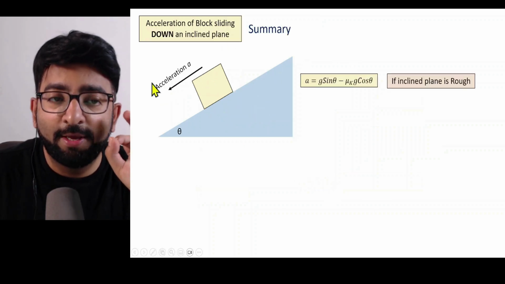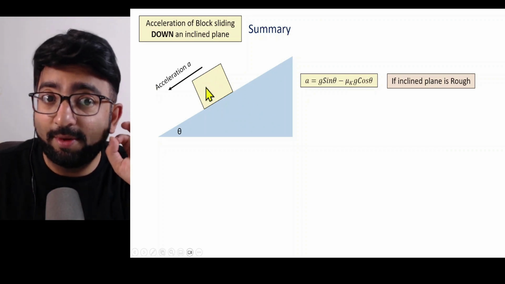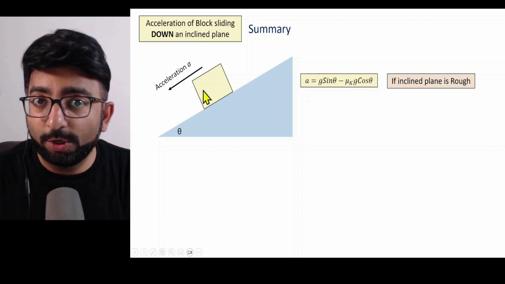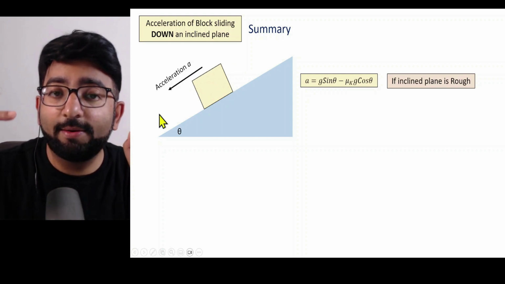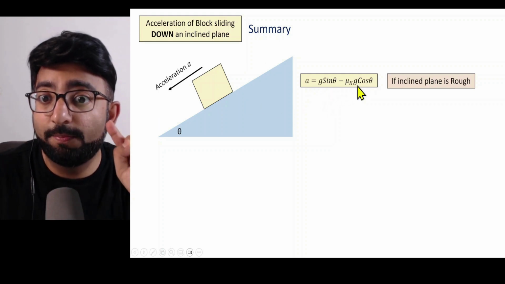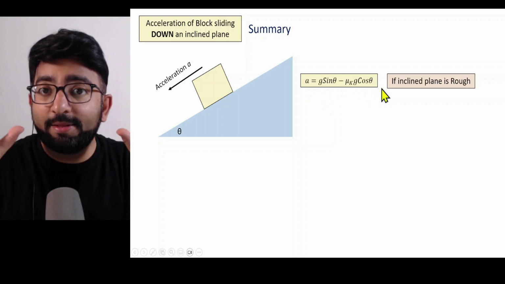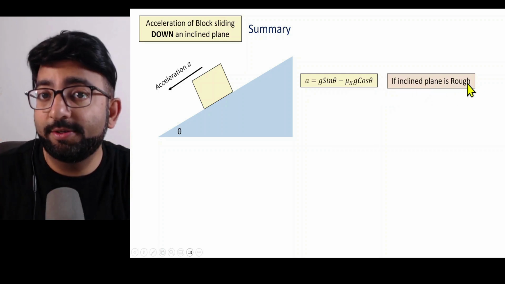So let's summarize. Whenever we have questions which deal with blocks which are sliding down an inclined plane, we need to remember the direction of acceleration is always along the incline and going downwards, and the magnitude will be g sine theta minus mu times g cos theta. This is assuming that the inclined plane is rough, which means friction is there.